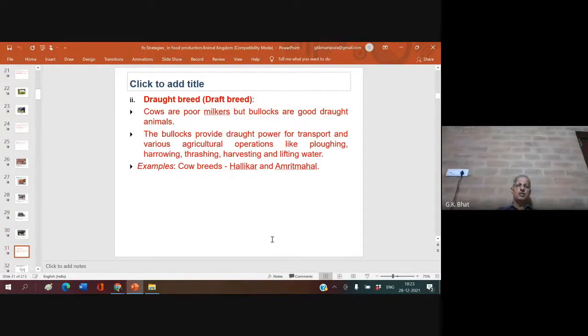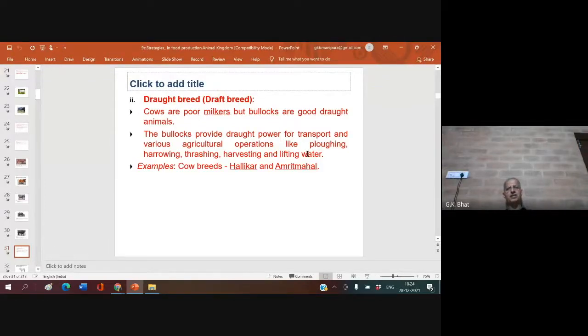Okay, so what we have studied so far is all milk breed. Now you are looking at draught breed. Draught breed, also called draft breed, is bred for work. Draught breed cows are poor milkers, but bullocks are good workers, good draught animals. They have high potentiality to work. The bullocks provide draught power for transport and various agriculture operations like ploughing, harrowing, thrashing, harvesting, lifting water, etc. All these works they do with a draught breed.